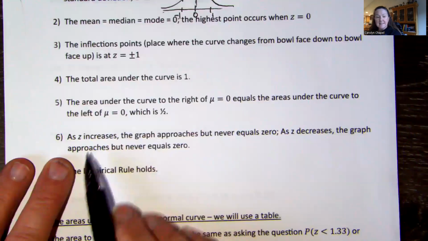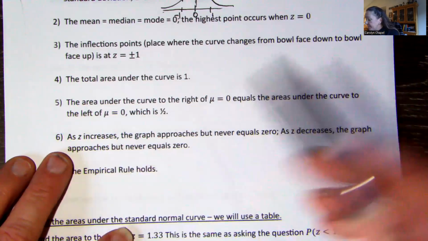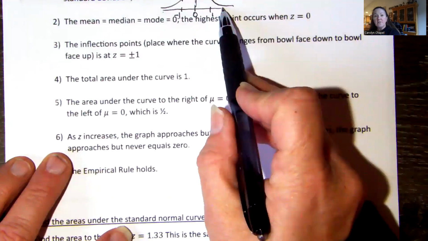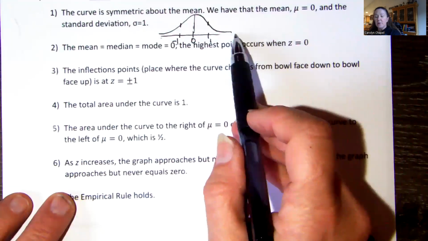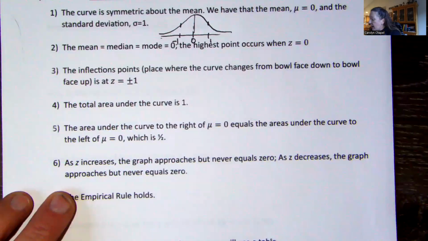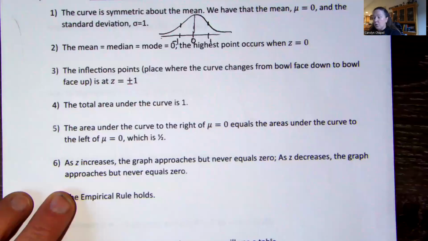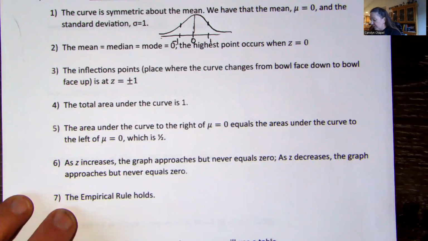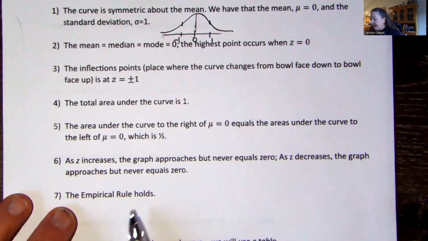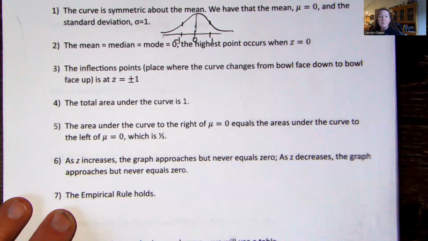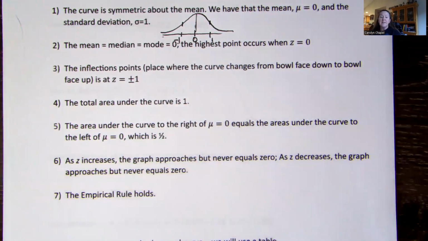Some other things, as z increases this direction, our curve is going to come down and approach 0. It does so rather quickly. Also, as it decreases, goes in the negative direction, it also approaches 0. Never gets there, but it gets very, very close very, very quickly. And the last little property we have is that the empirical rule does hold. So that 68, 95, 99.7 rule, those approximations do hold.